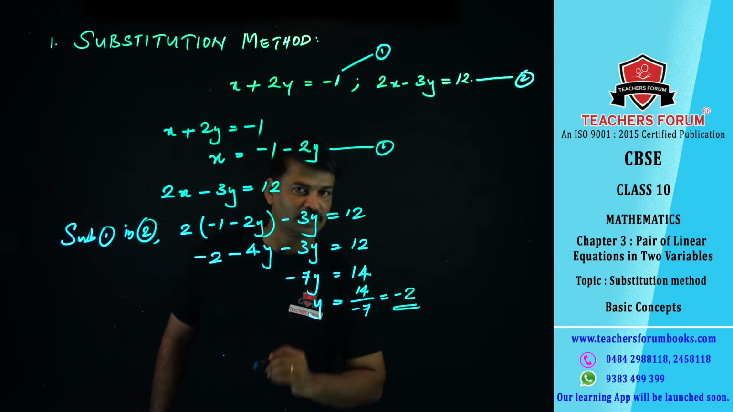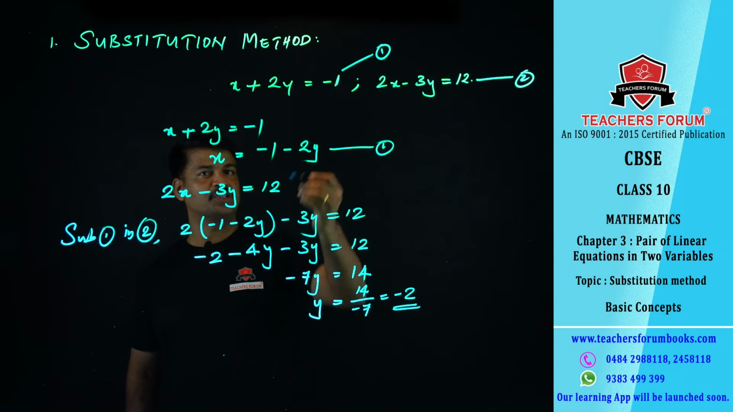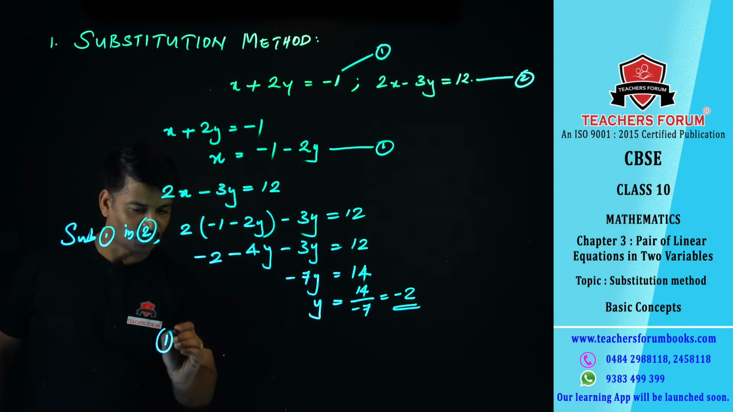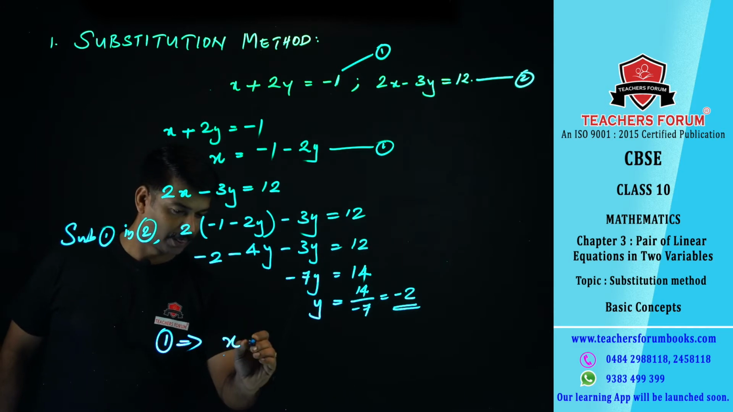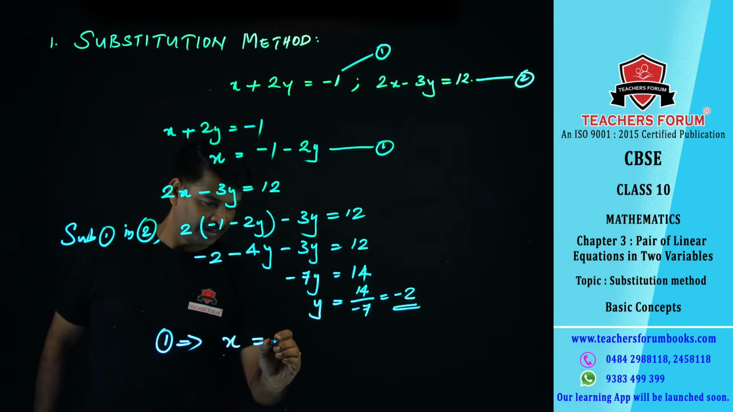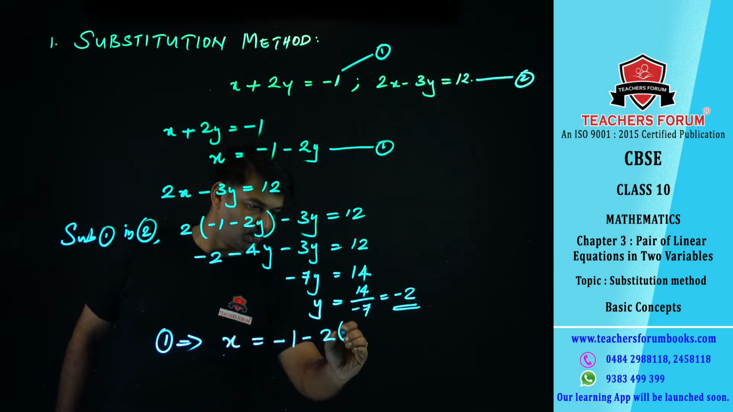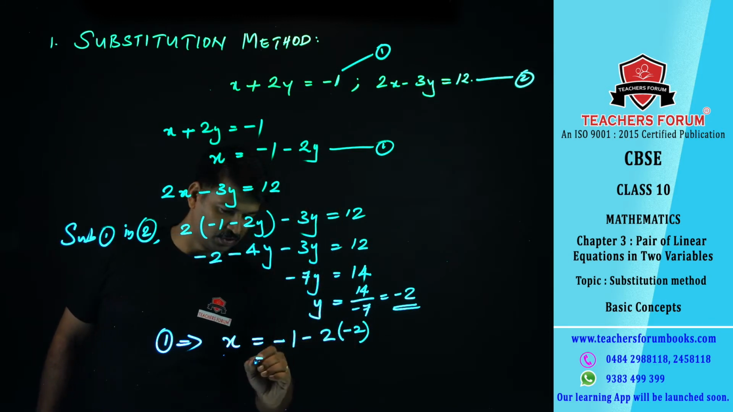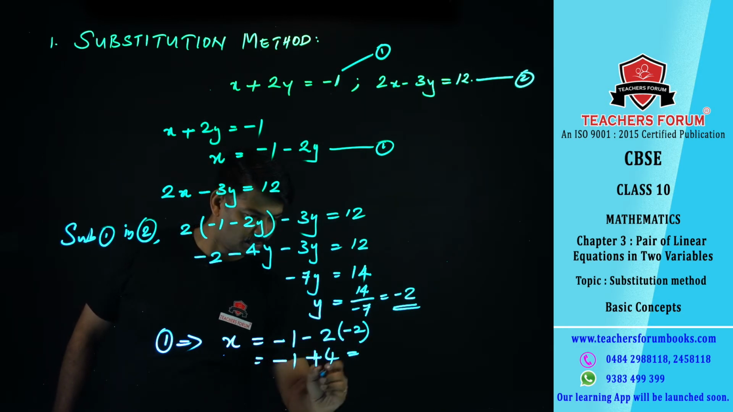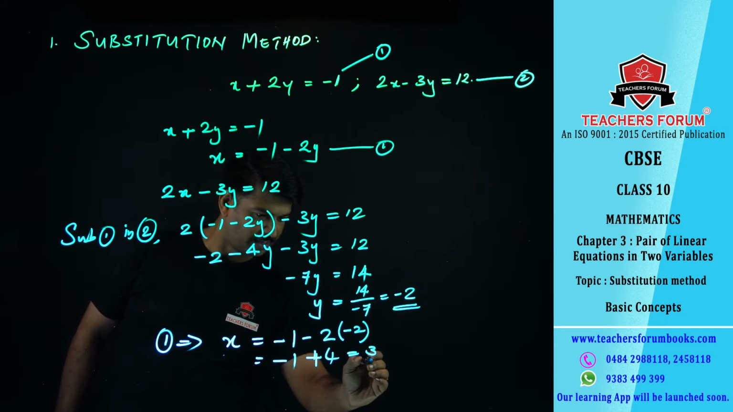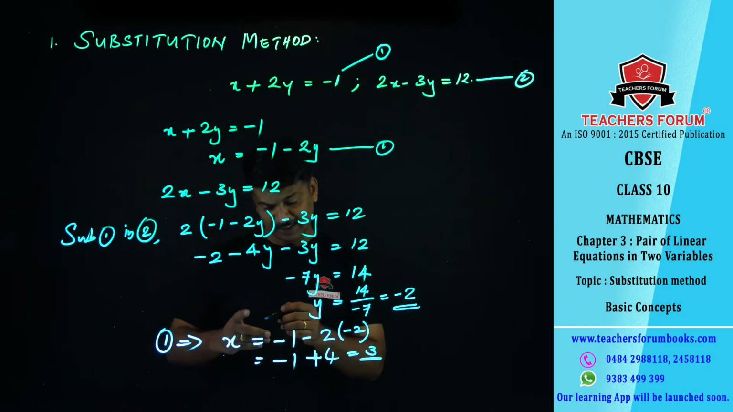Now you got the value of y. You can substitute the value of y in equation number 1 to get the value of x. Let us see what is the value of x from equation number 1. x is equal to minus 1 minus 2 into y. 2 into y is minus 2 into minus 2, so that is equal to minus 1 plus 4, that is equal to 3. Now you got the value of x and y.